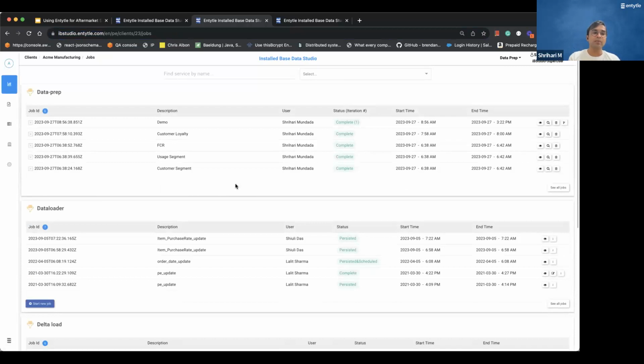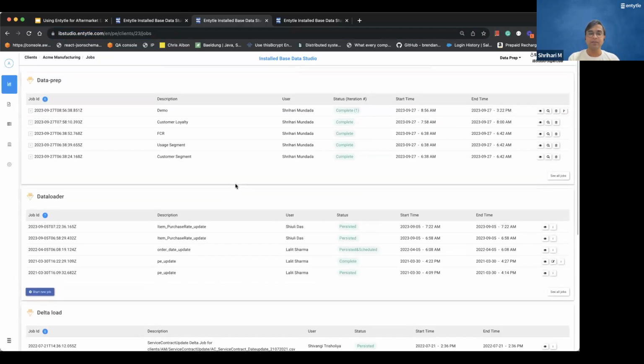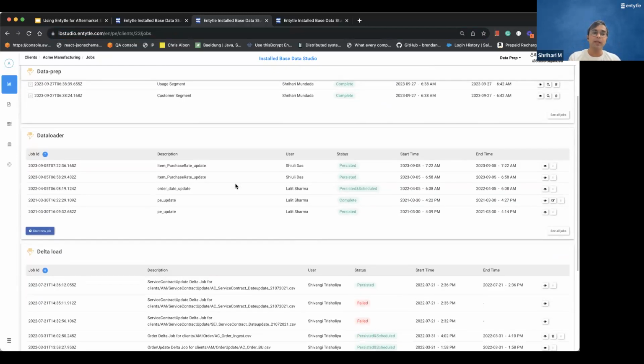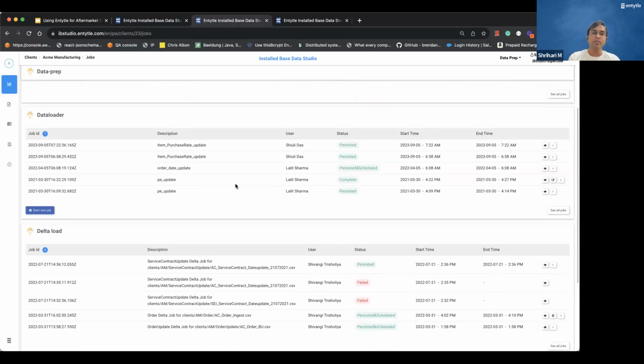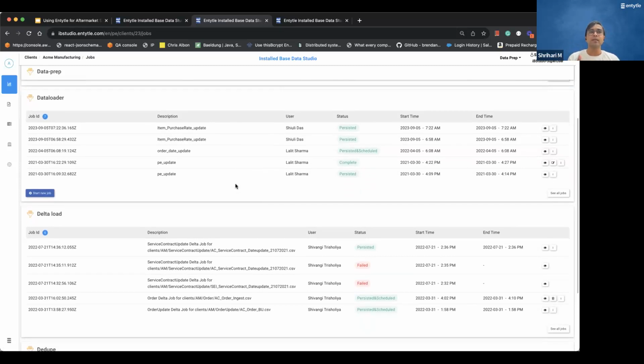So what you would see in a data prep workspace is a wide range of services. It's like a data prep service, and all these names are self-explanatory. So data prep is the place where you prepare your data by stitching it, by doing a lot of operations on it. Data loader is where you load data into your system. Delta load is to load incremental data into your system.